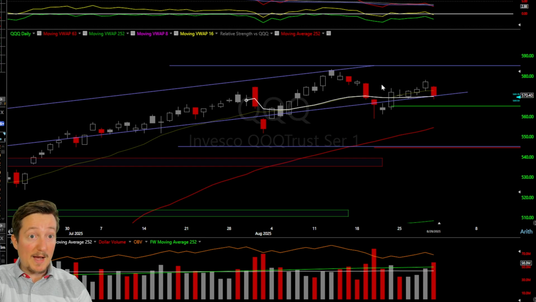It would be a bullish pullback. I'm bullish longer term still, even with all this stuff I've said. But yeah, it doesn't look so good for the QQQ. So let's move on to gold.